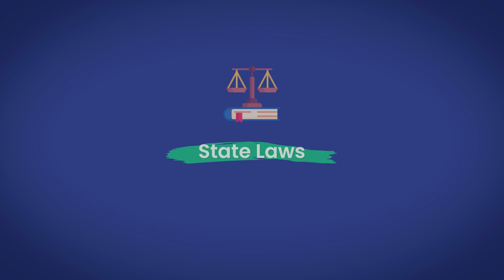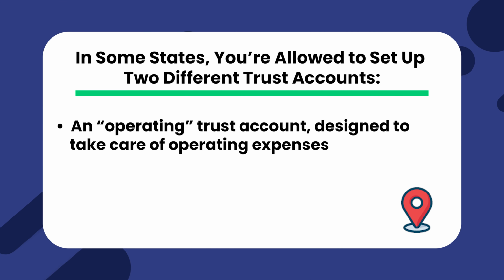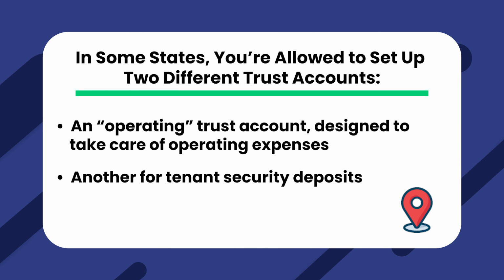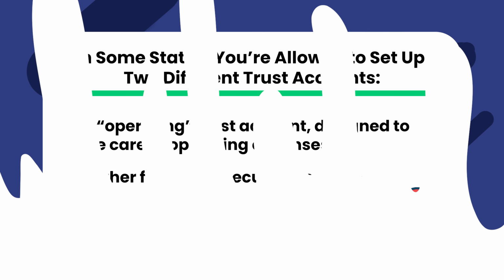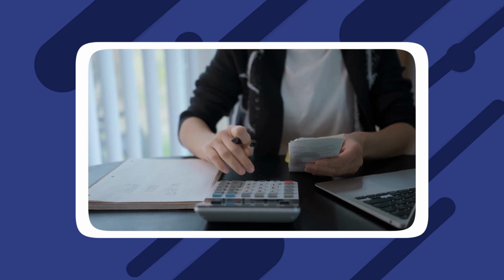State laws. The main thing to watch out for here is what your local laws say about how many trust accounts you can have. In some states, you're allowed to set up two different trust accounts. An operating trust account designed to take care of operating expenses, and another for tenant security deposits. This can be ideal as it allows you to organize things even further with security deposits off in their own separate account. However, it's important to know your state laws, as some states don't allow more than one trust account for property management.